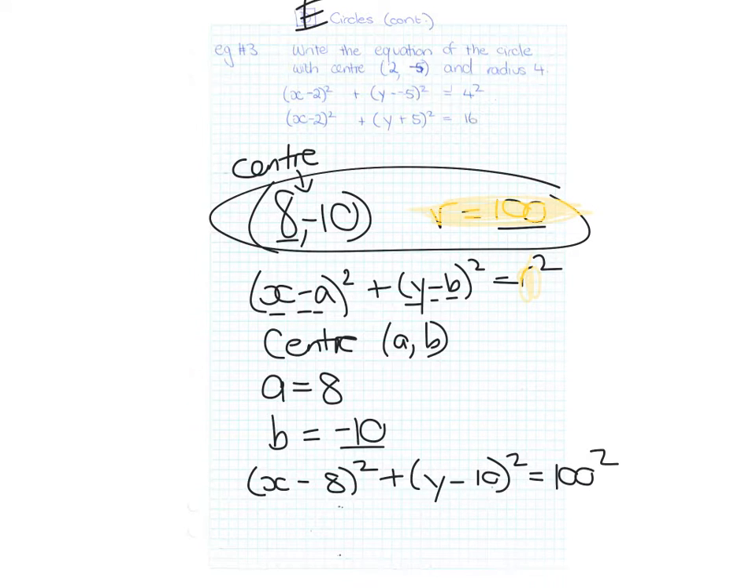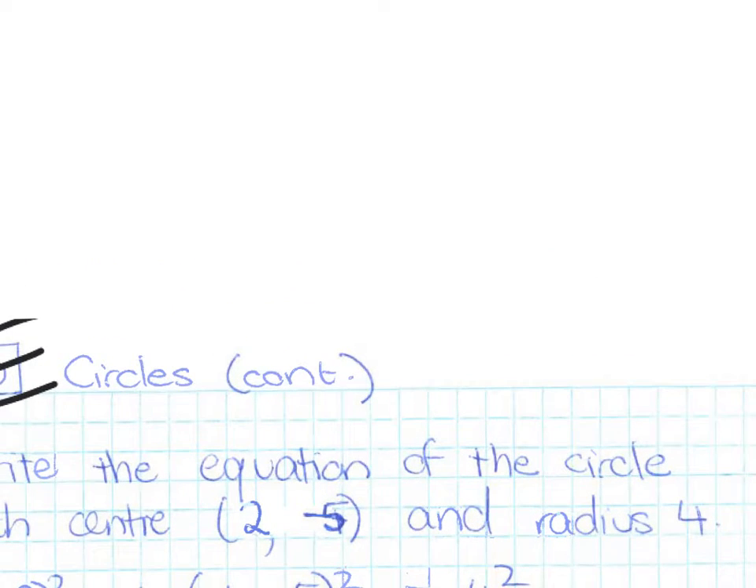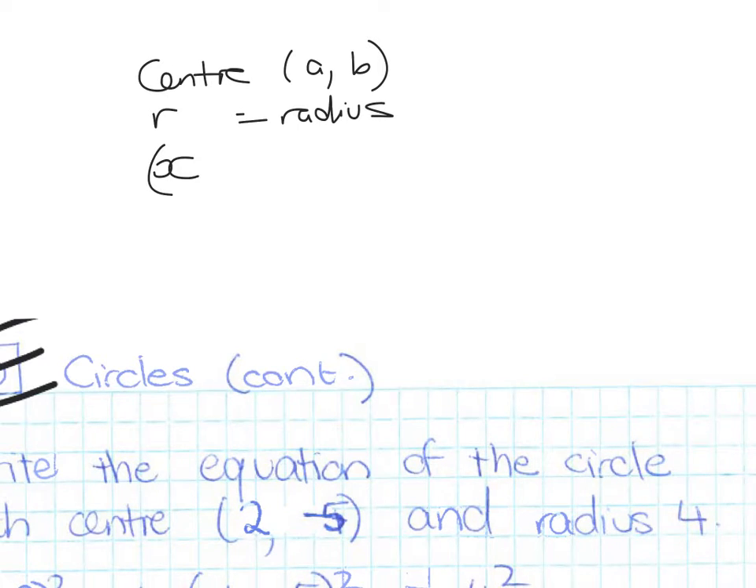Let's do another one. This one up here, which is the one actually in your notes, if we have a bit of a closer look at it. We've got a centre 2, negative 5, and radius 4. All the time, we're remembering that the centre coordinates are (a, b), and the r equals the radius. We're also remembering that the equation of a circle is (x take a) squared plus (y take b) squared equals r squared. Alright, two things we're remembering.